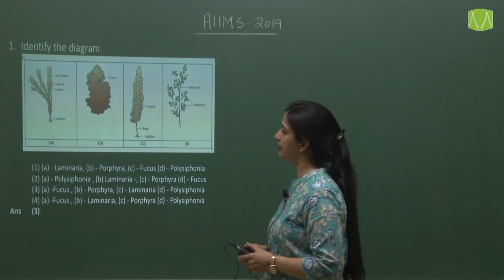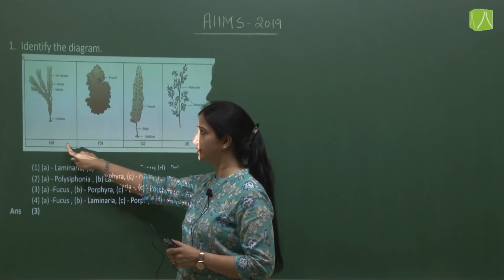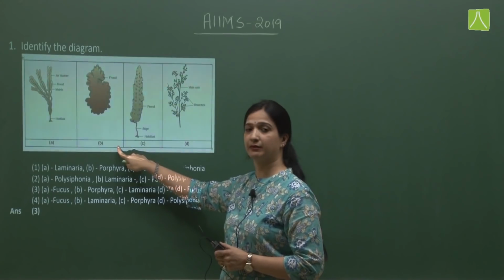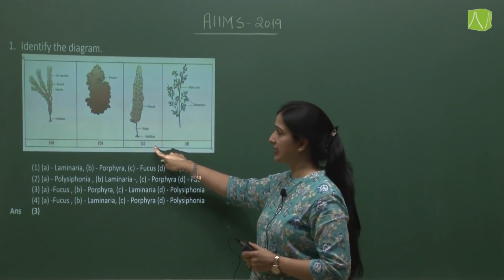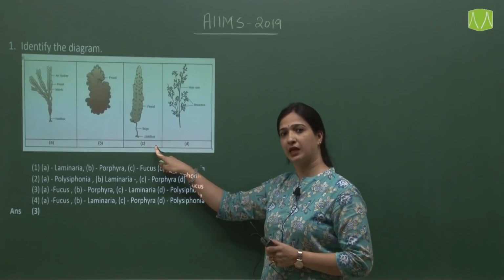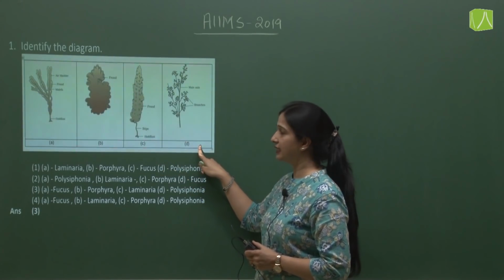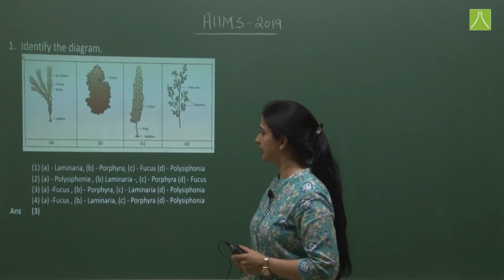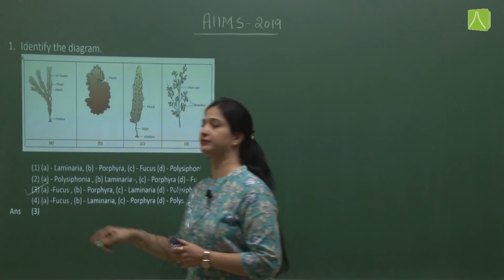If we see figure A, this is of fucus, that is of brown algae. B, that is of porphyra, that belongs to red algae. C, that is of laminaria, that belongs to brown algae. And the last one, D, that is of polysiphonia, that is red algae. So according to it, the correct answer will be 3.